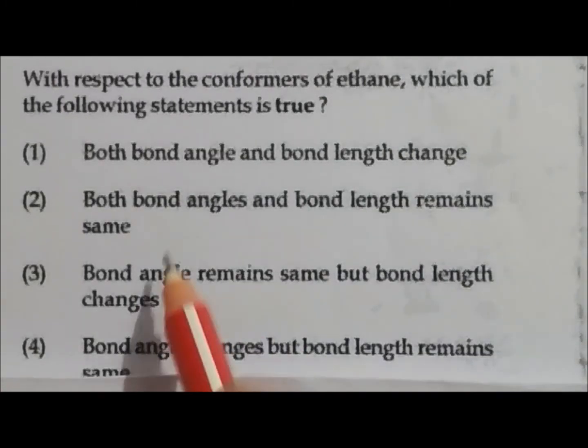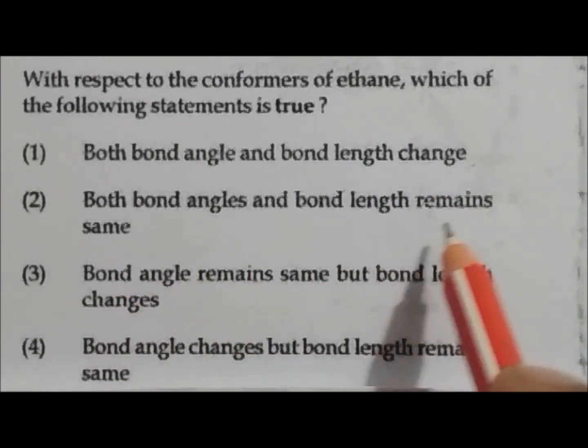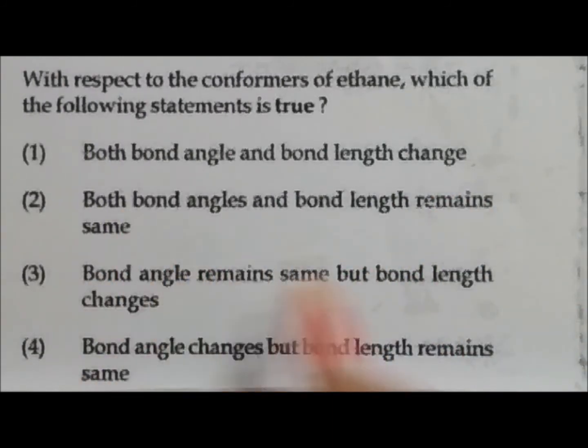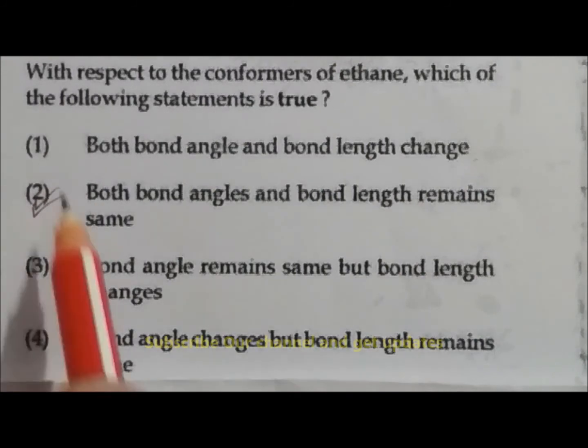So let us see the options. The option that says bond angle and bond length will change is wrong. Bond angle and bond length will remain the same, so this is the correct answer. The next one, bond angle remains the same but bond length changes, is wrong. Bond angle changes but bond length remains the same is also wrong. So anyhow, we are getting the second answer correct. This is the correct answer.